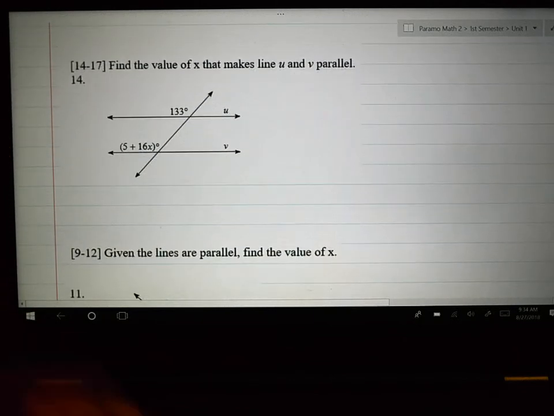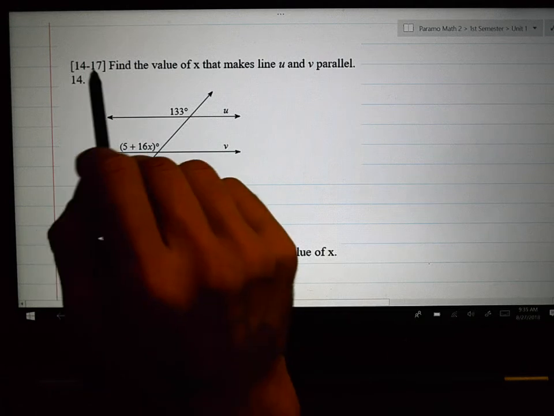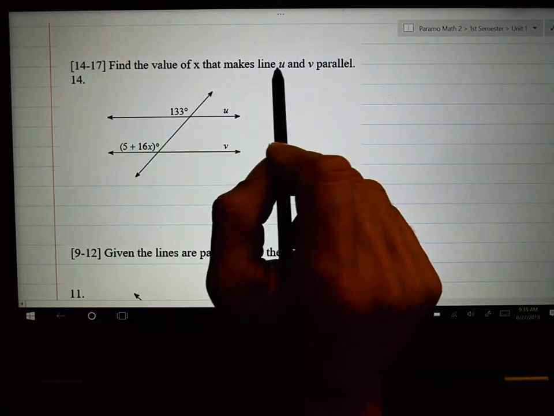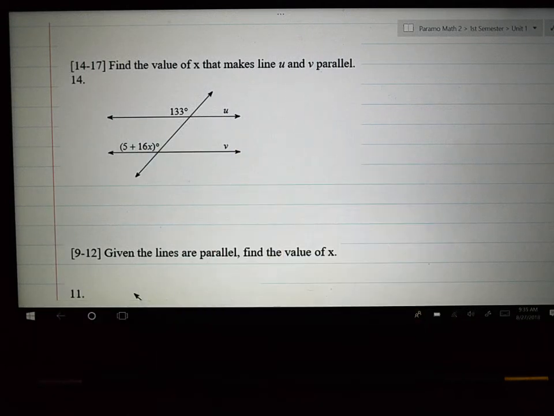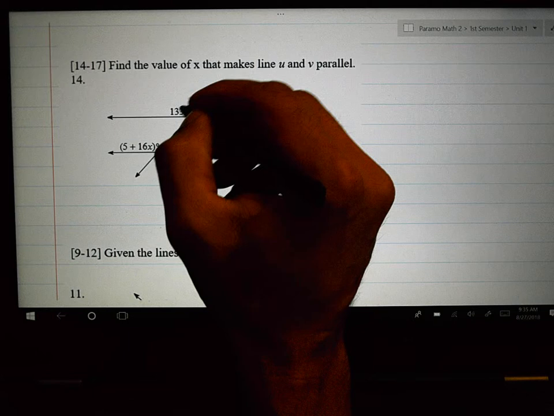Then I've chosen number 14. If you want to do this on worksheet 2, you're totally welcome to. Number 14 says, find the value of x that makes line U and V parallel to each other. You will have to decide, are they equal or do they add to 180? Easiest way for you to decide.